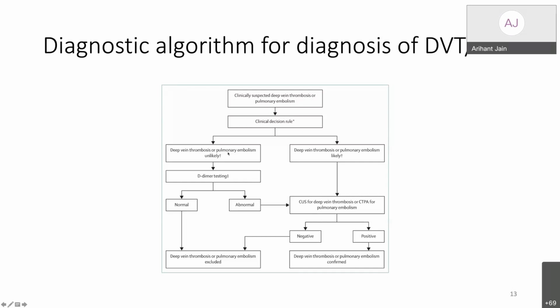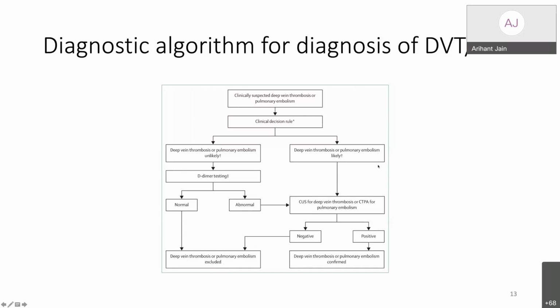Then at that time, using that score, you will do a D-dimer. If the D-dimer is also normal, then you would say that, okay, I have ruled out a DVT or a PE, and you can just stop there, and you need not go for further investigation. You need not go and ask your radiologist to do a CTPA or a compression Doppler.